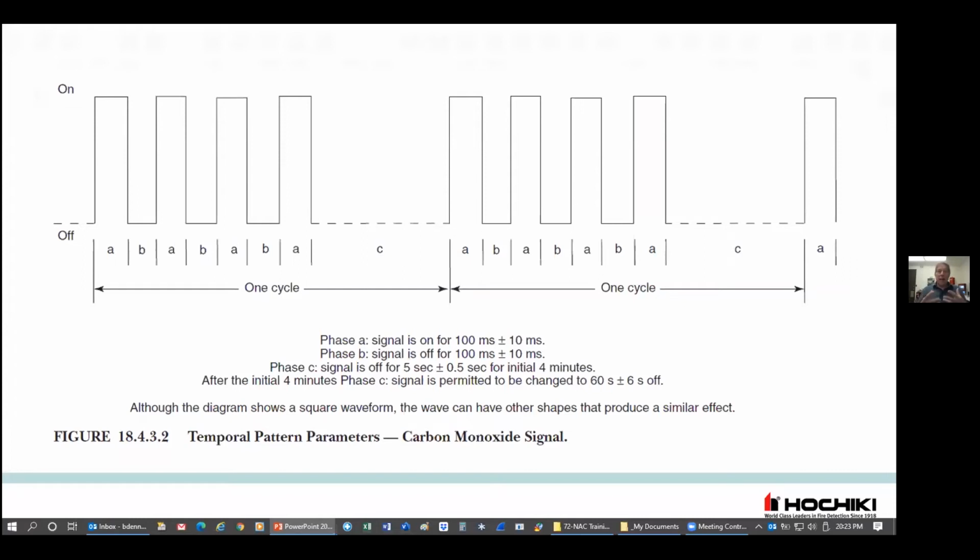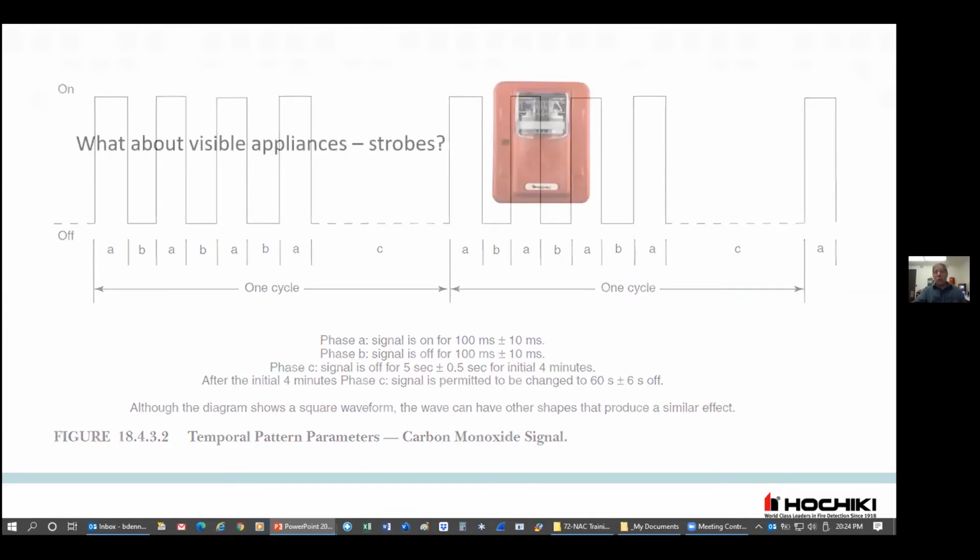And Hochiki has the ACD, smoke, heat, and CO detector that will provide CO detection for CO poisoning. And it works along with the low frequency sounder base that will provide this special notification for CO alarms, in addition to the temporal 3 for fire and things like that. So CO poisoning is another important matter, and one that NFPA 72 also talks about. So we talked about audible notification.